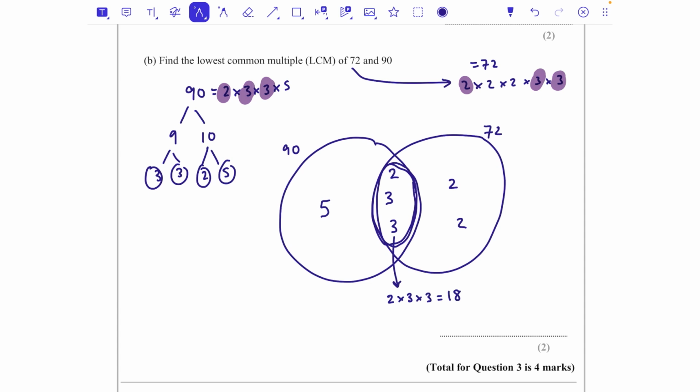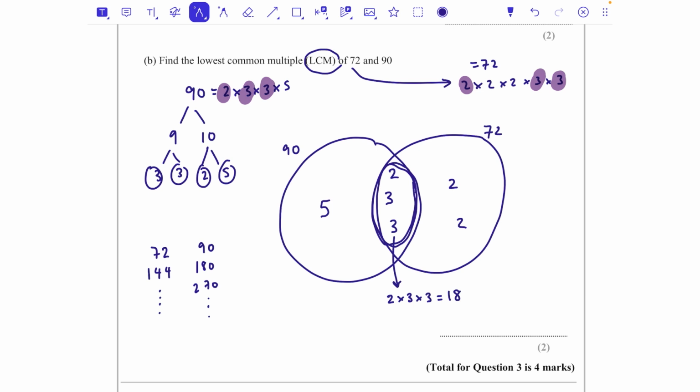But I haven't. I've asked you for the lowest common multiple, which instead of being the biggest number that goes into both, is the first number in both their times tables. So you could have done this by writing out the 72 times table, 72, 144, and so on, and also writing out the 90 times table, 90, 180, 270, and so on. And the first number that you get to of both is going to be your lowest common multiple. But I find this way easier.